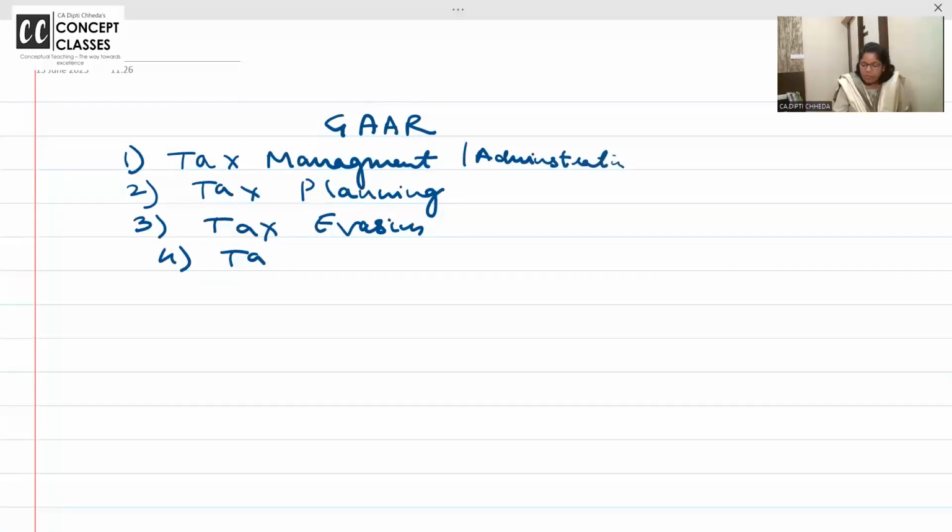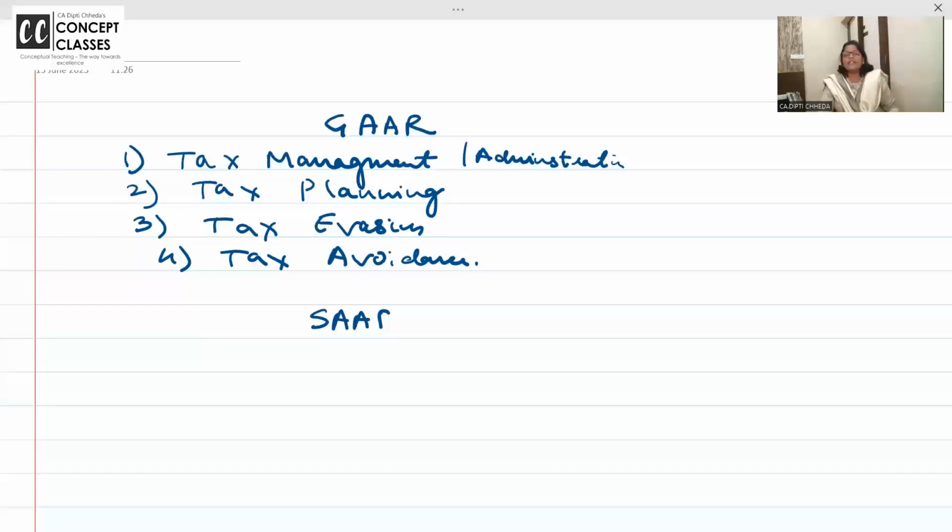They'll give you different 4 marks cases, or 2 cases for 4 marks, and they will ask you to justify whether this transaction is covered under tax planning or not, or whether this transaction is covered under SAR or GAAR. Right? So let us understand what these terms are.